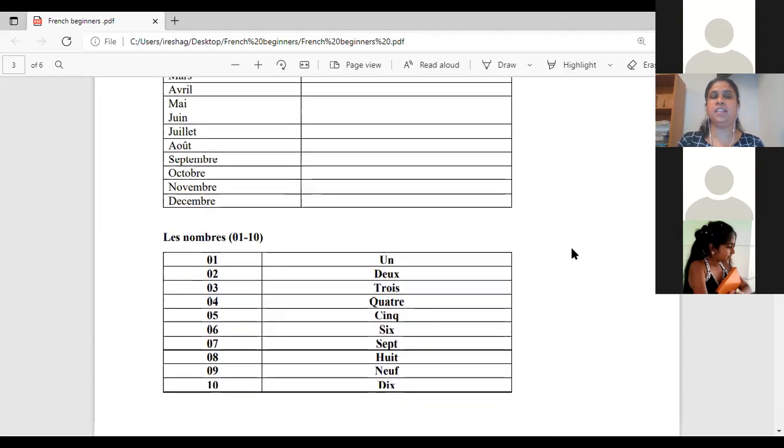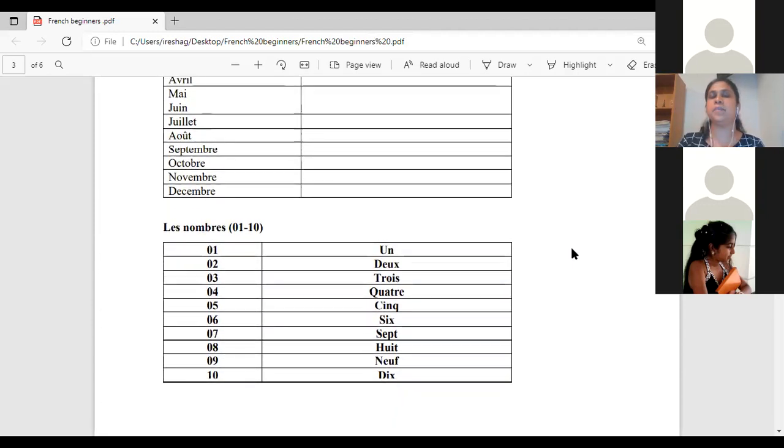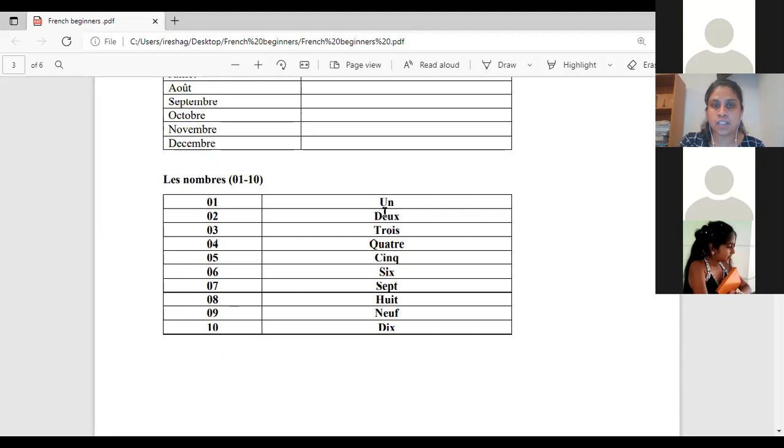No. Then this will be the last activity, the last lesson for today. Les nombres, the numbers. Write this part. Write numbers 1 to 10.